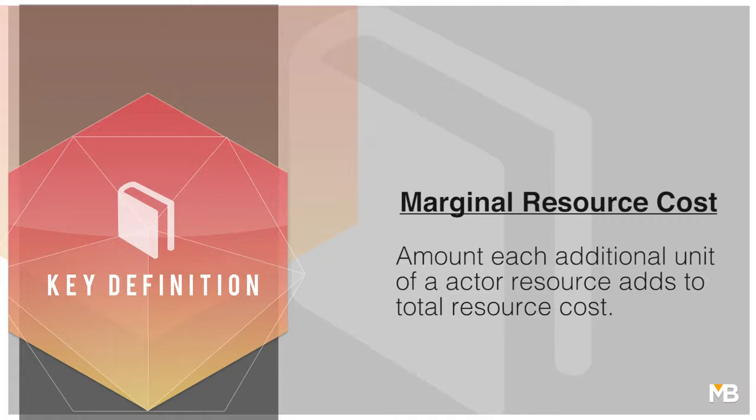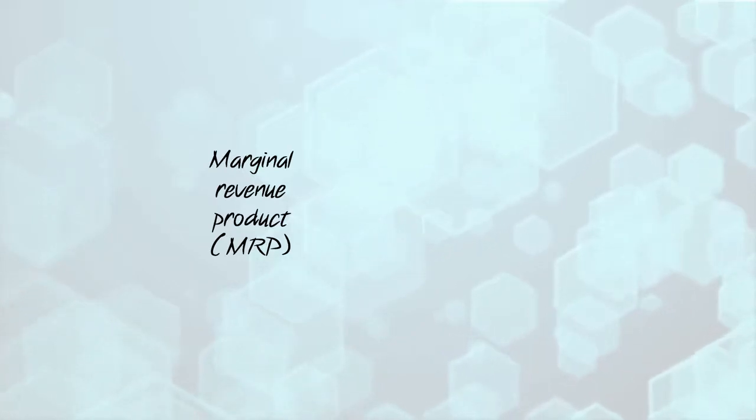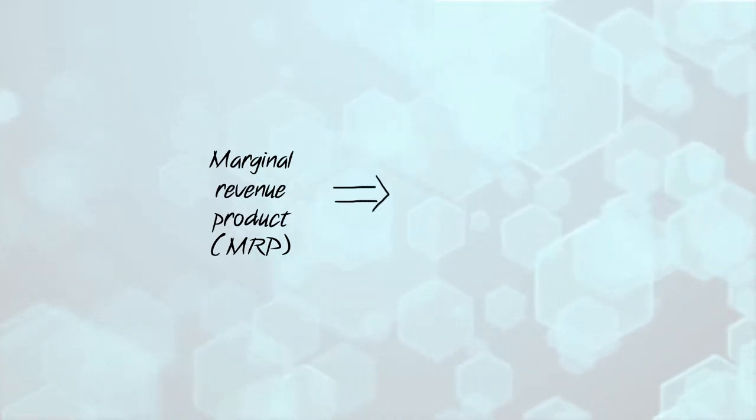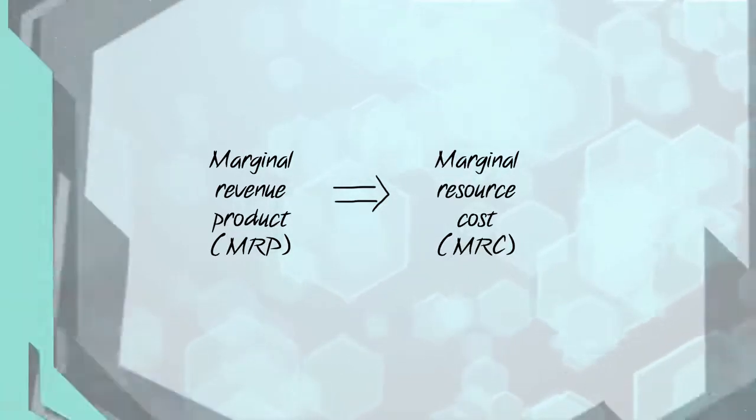Given this key definition, we can restate the profit maximizing rule. It will be profitable for a firm to hire additional units of a factor resource, such as labor, up to the point at which that resource's marginal revenue product, MRP, is equal to its marginal resource cost, MRC.